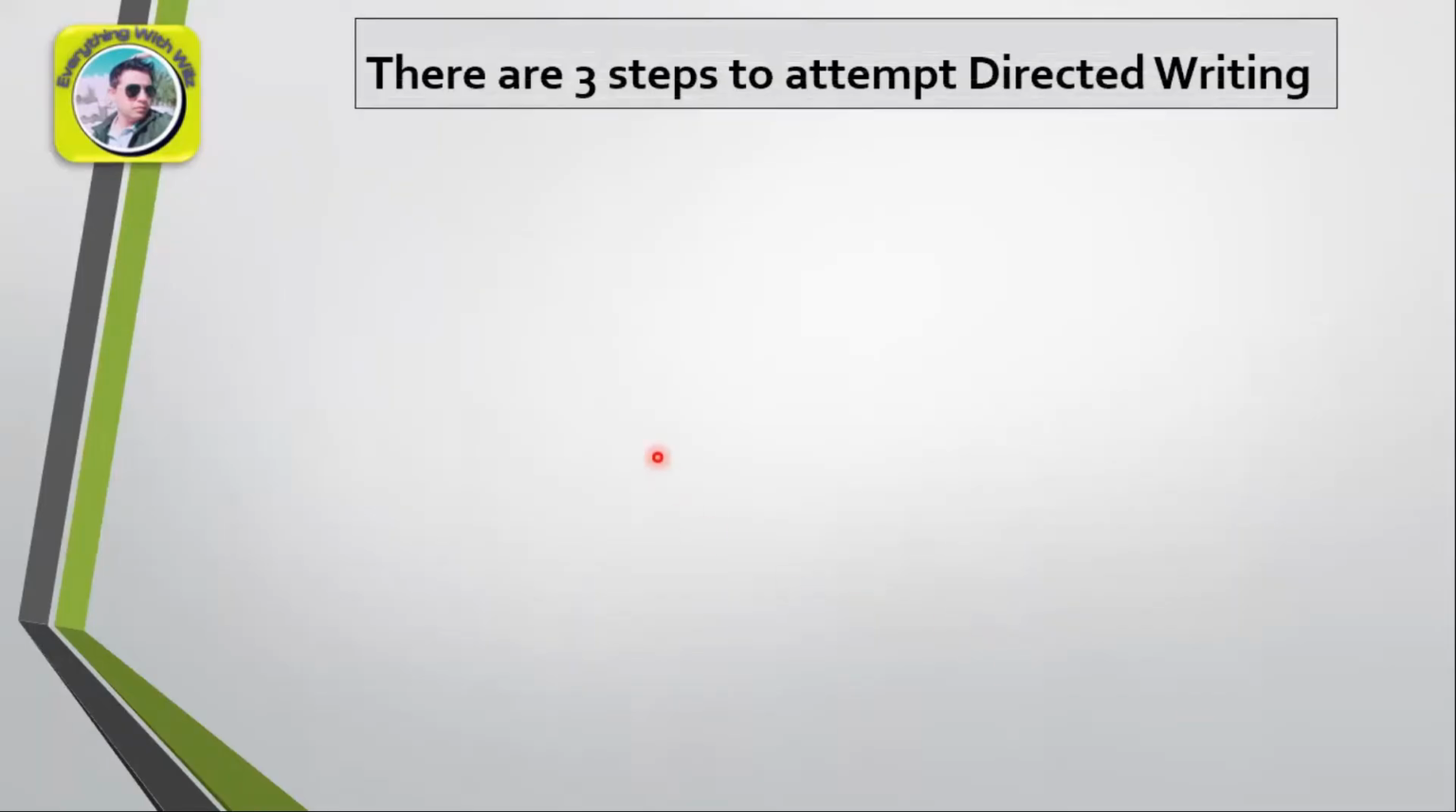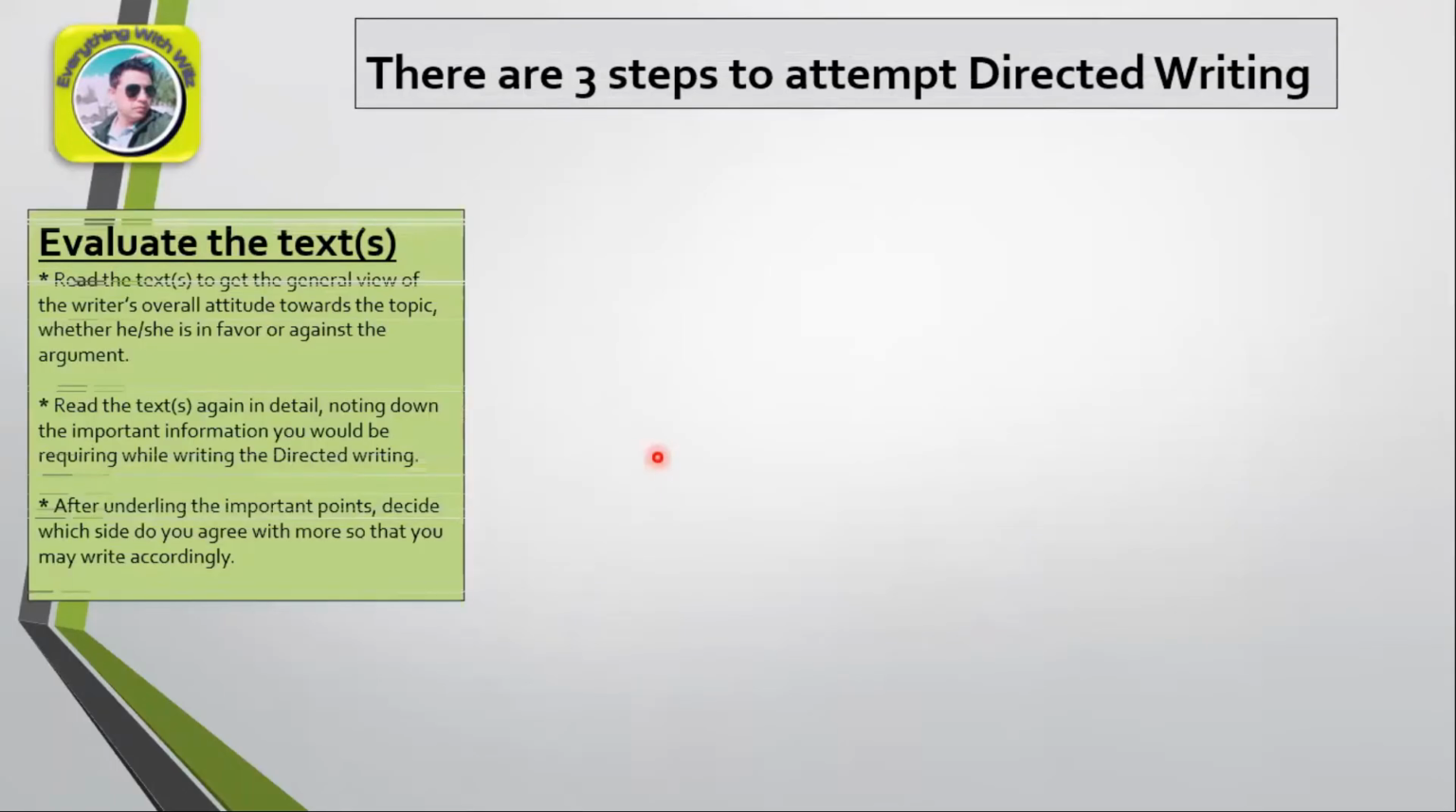All right, I have divided the directed writing into three different steps. The first step is that you have to read the text that you have been given, either one text or two texts. You have to read the text for the evaluation.